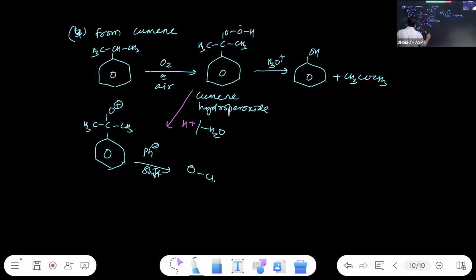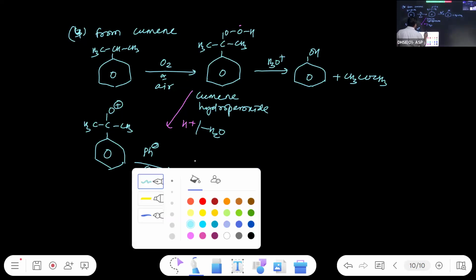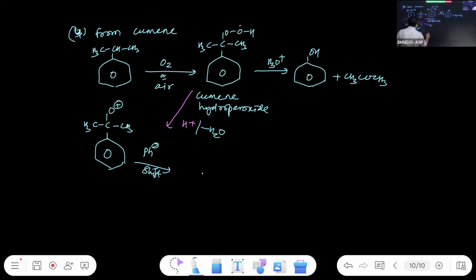Oxygen, this intermediate forms, carbon with methyl groups, oxygen, and the positive charge will be with carbon. Okay, with the phenyl shift, the positive charge will be with carbon. Now the carbon positive charge will be attacked by the nucleophile easily. So what nucleophile is there? Water is there.